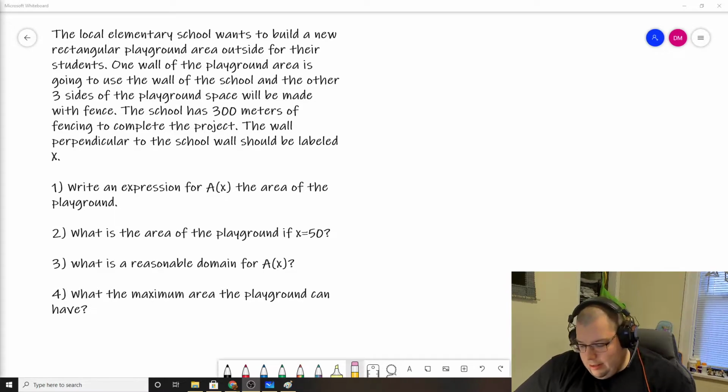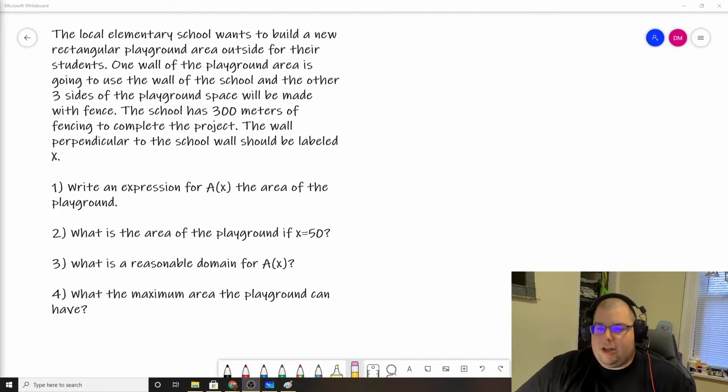The local elementary school wants to build a new rectangular playground area outside for their students. One wall of the playground area is going to use the wall of the school, and the other three sides of the playground space will be made with fence. The school has 300 meters of fencing to complete the project. The wall perpendicular to the school wall should be labeled X.